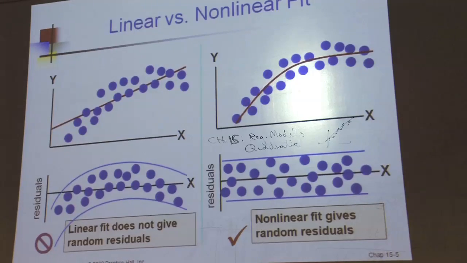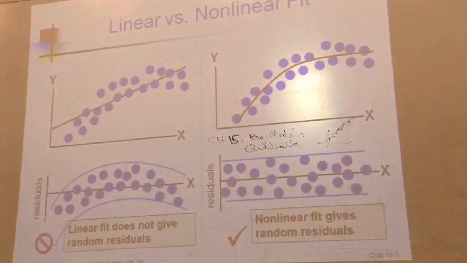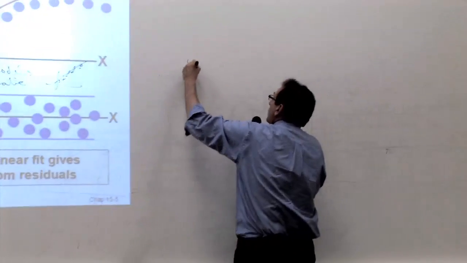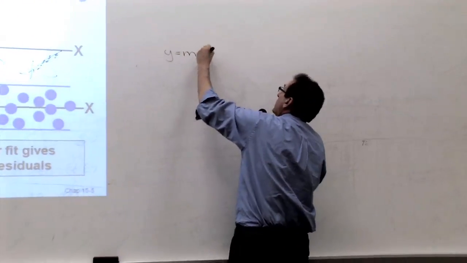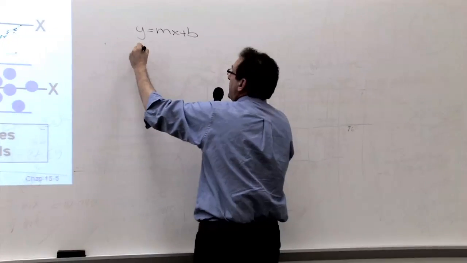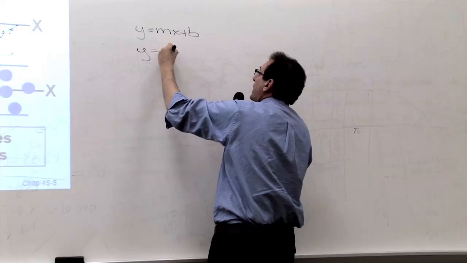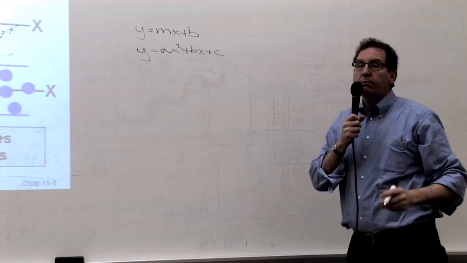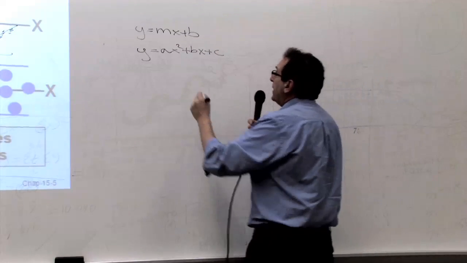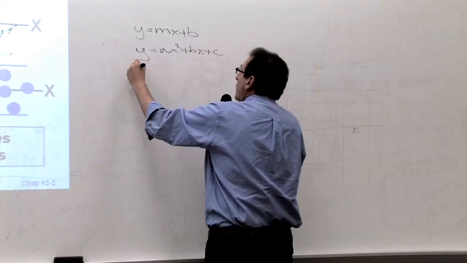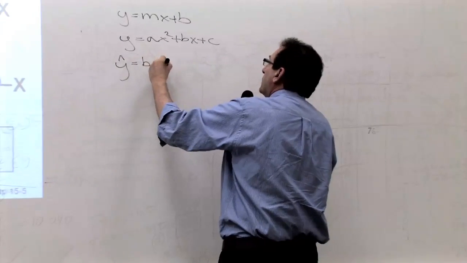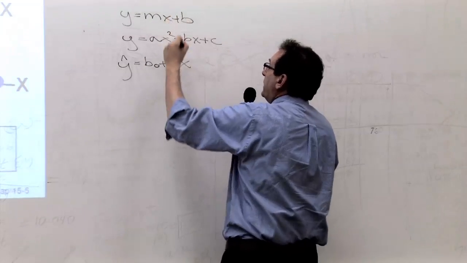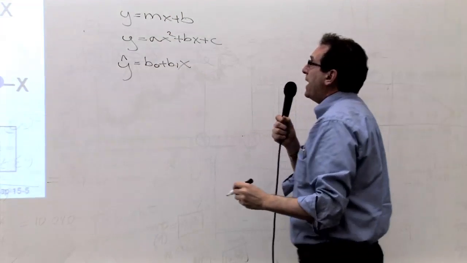I'm going to, at this point, turn to the right side of the board and remind you, just like y equals mx plus b is the equation of a straight line, y equals ax squared plus bx plus c is the equation of a parabola that most of you learned in high school. And when we have an equation y equals b0 plus b1x, the b1 corresponds to the slope, and we can estimate it.